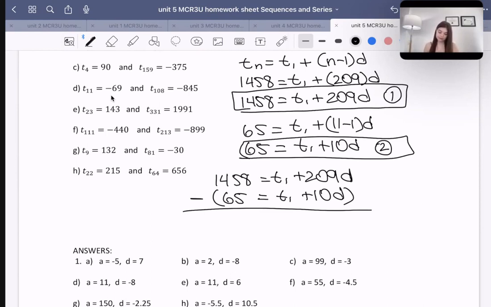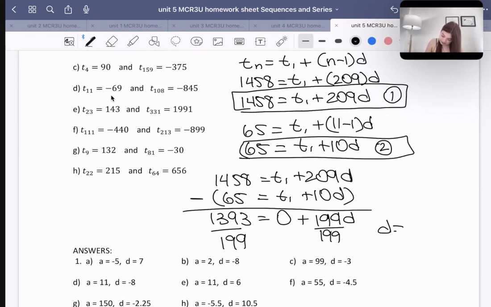So what is 1,458 subtract 65? Well, I'm not sure. Let's see in our calculator. It's 1,393, and that's going to equal t1 minus t1, which is 0. So I'm going to put a big 0 there. Plus, let's see, 209 subtract 10d. Well, that's going to be 199d. So 199d is equal to 1,393, which means if we divide this by 199, we're going to end up with d is equal to 7. So that means our common difference is 7.